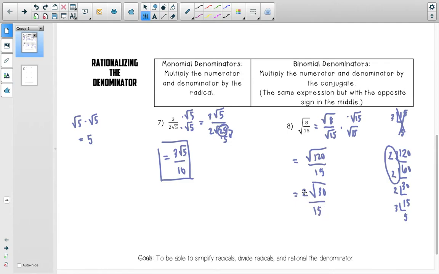Now let's go over it. 2 and 15 can't simplify. You cannot simplify the square root of 30 and the 15. The only way you can simplify this is this method over here by actually simplifying the square root. 30 and 15 are not divisible, and it does not give you 2 square root of 2. So don't do it. Okay?